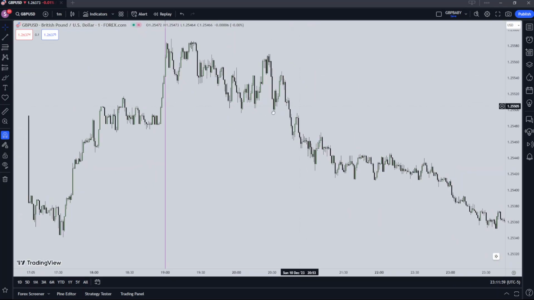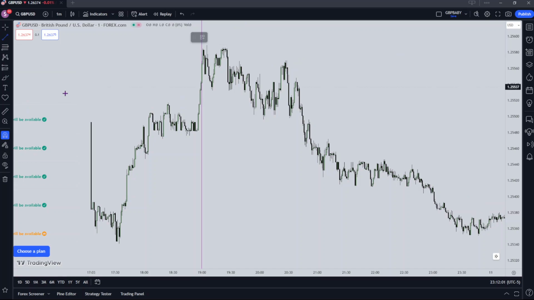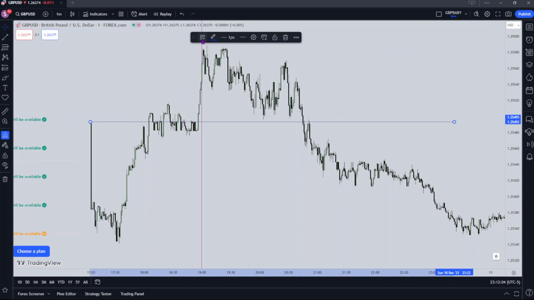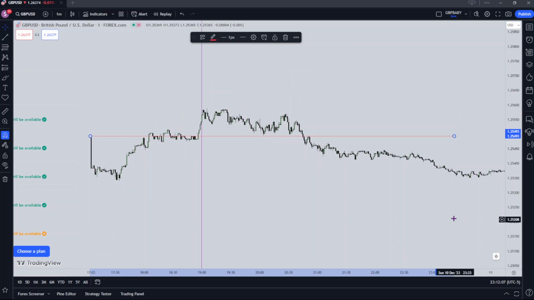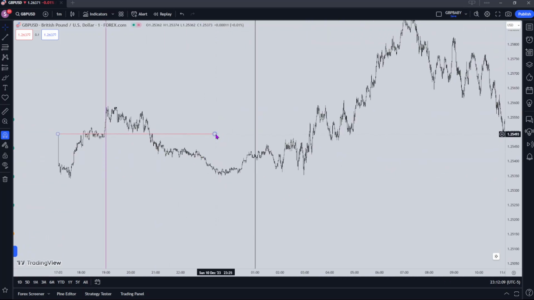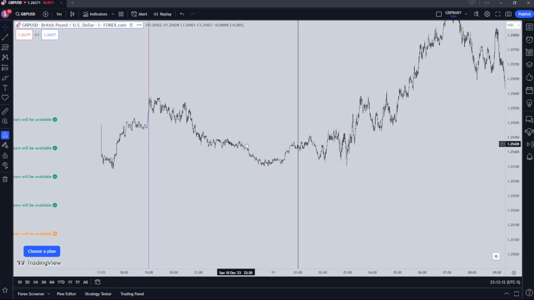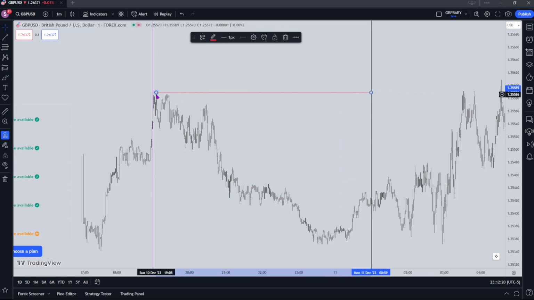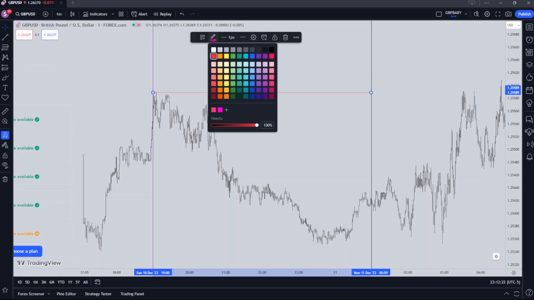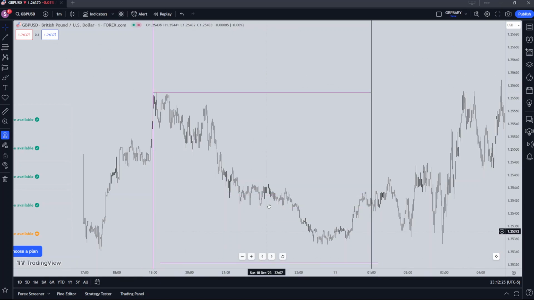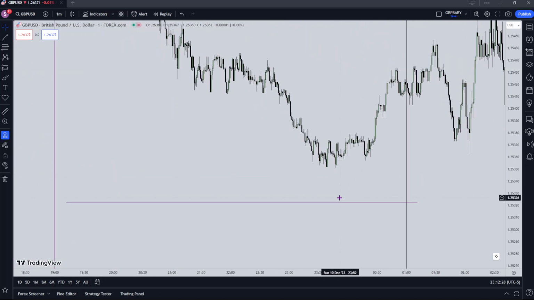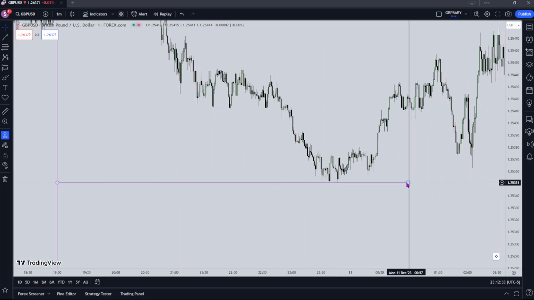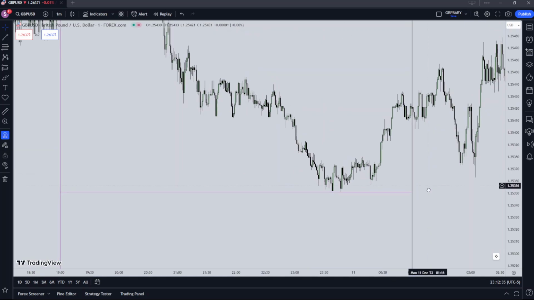Obviously we're going to start with the Asia session. Now let's mark out the high and low for Asia, as per usual, and also the midpoint, because the Asian session is used as like a buffer for price action, and you'll see what I mean by that.